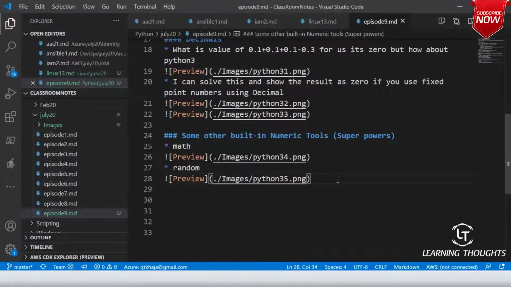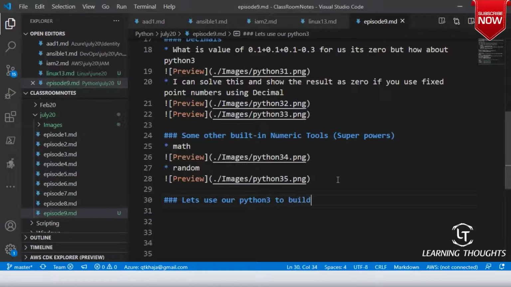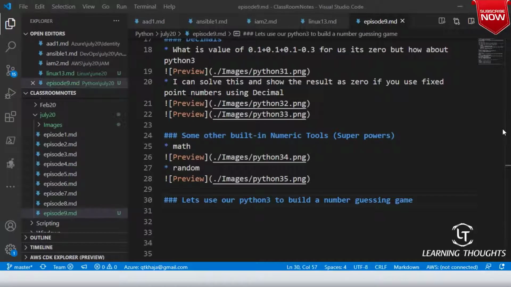Now what my goal is, let's use our Python 3 to build a number guessing game. Am I clear on this? What is the game that we want to build? We want to build a number guessing game. So the number guessing game should behave like this.